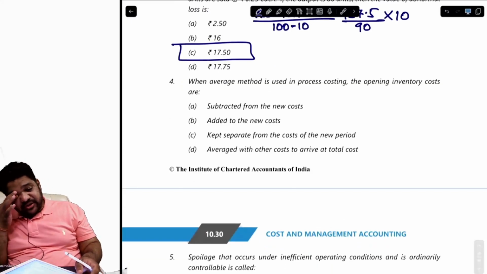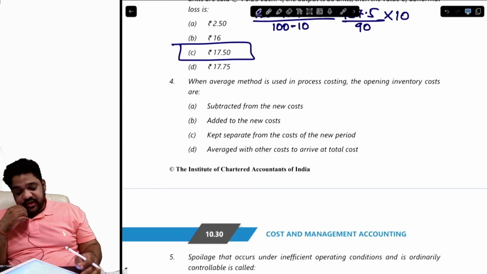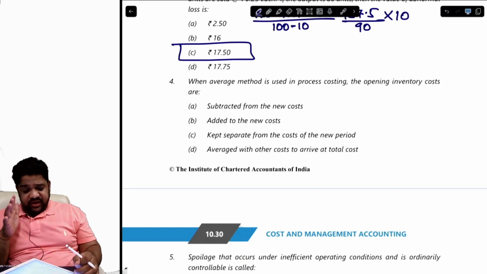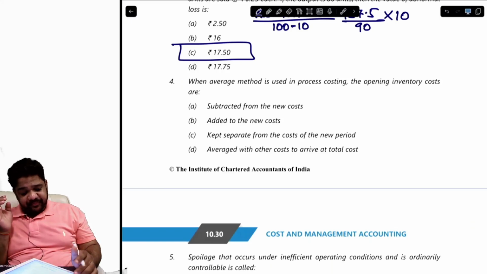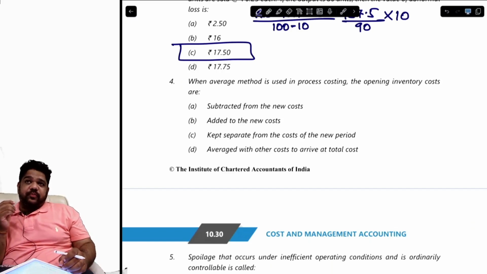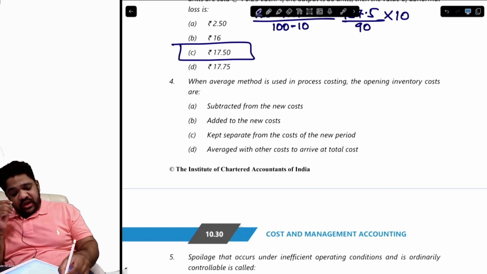When the average method is used in process costing, when they say average method, they mean weighted average. The opening inventory costs are subtracted from the new cost? No subtraction happening. Added to the new cost. Okay. Kept separate from the cost of the new period? Again not happening. Averaged with other costs to arrive at a total cost? See, it is added to the new cost.